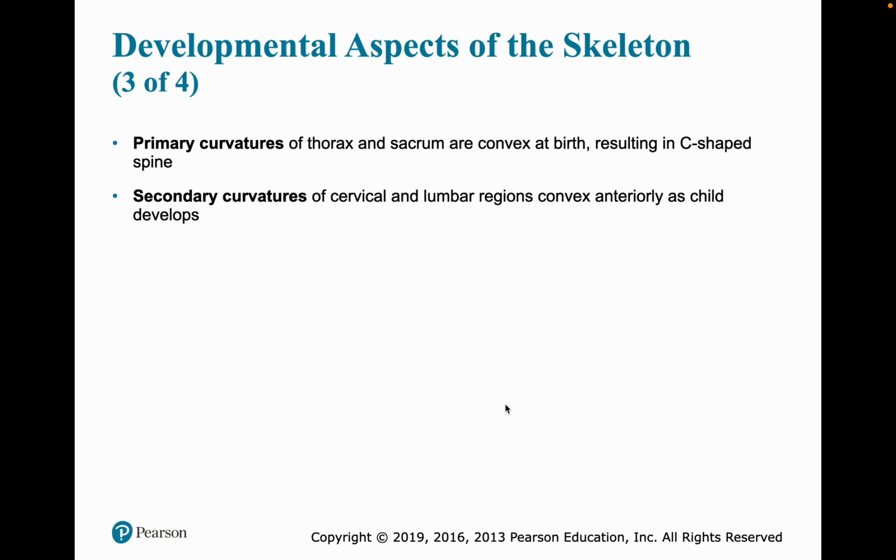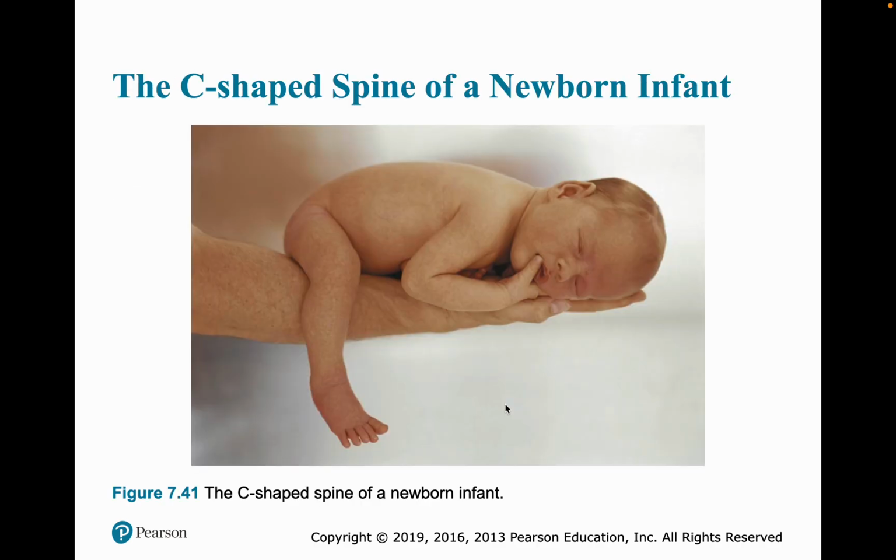The primary curvatures of the thorax and sacrum are convex at birth, so we start with a C-shaped spine. Then we develop the cervical and lumbar curvatures, which give us our gentle S-shaped spine. And here is an example showing the C-shaped curvature of a newborn.